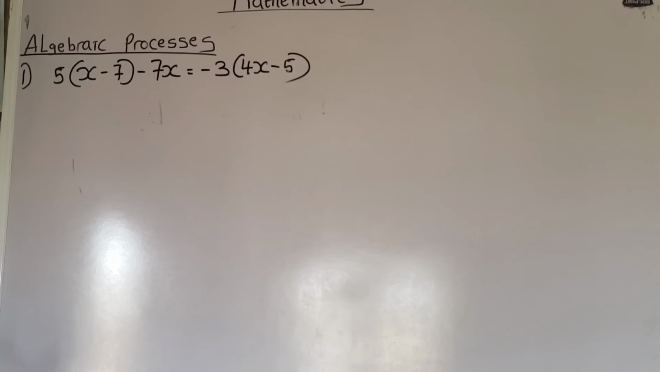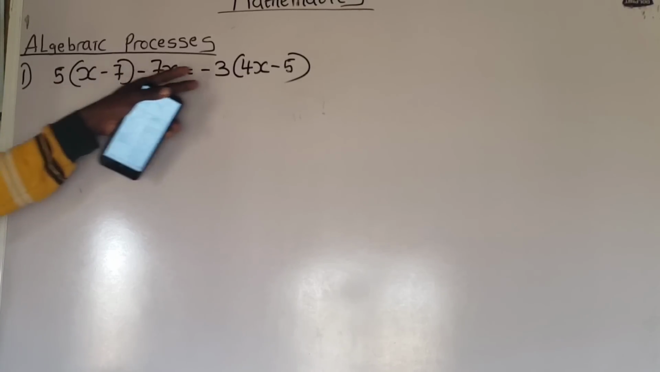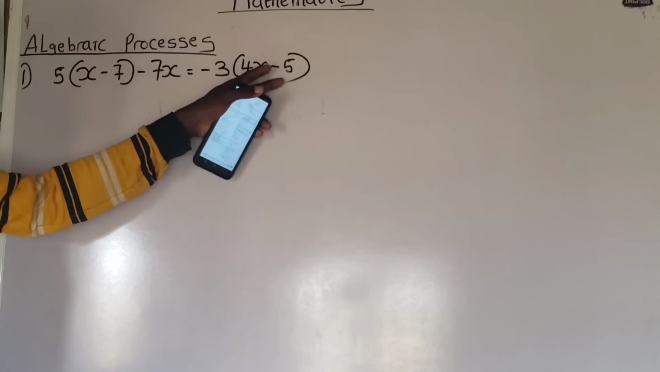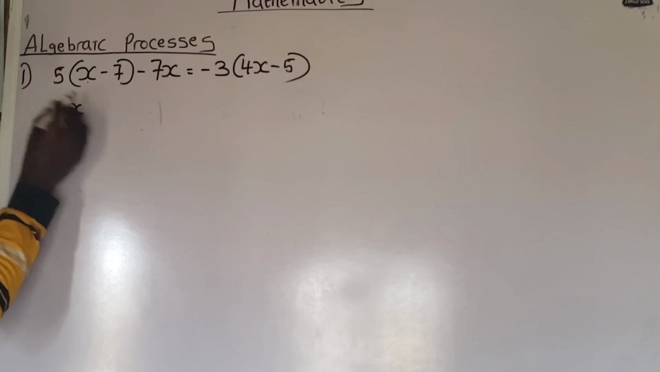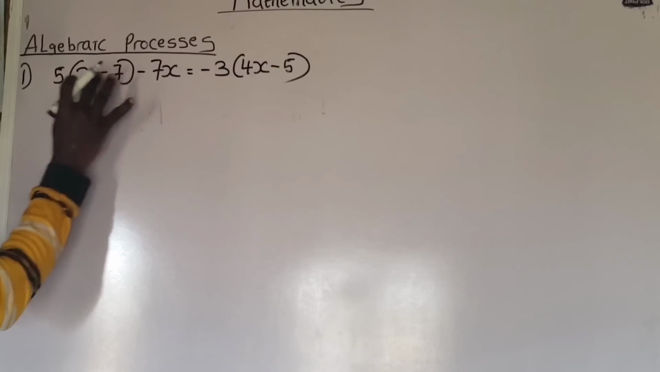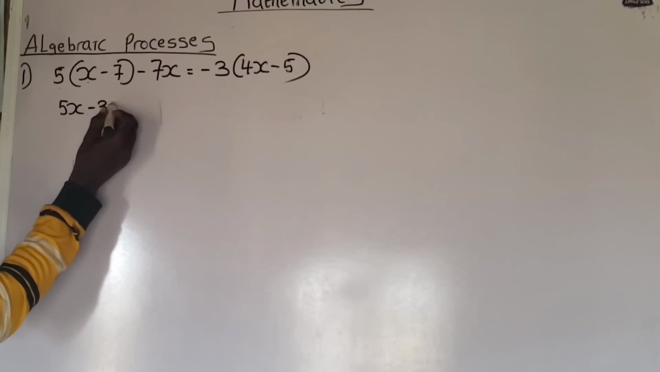So now the first step is to open the bracket. Okay, the first step is to open the bracket. For this, I'm going to use the 5 to open this bracket, and I'm going to use negative 3 to open this bracket. Are you paying attention? So for this, I'm going to have 5 multiplied by x. That will be 5x. 5 multiplied by negative 7. That will be negative 35.